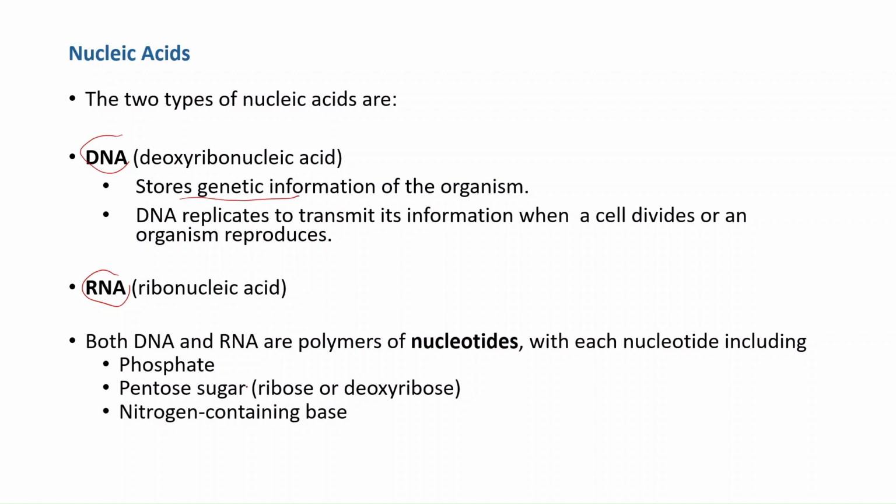Both DNA and RNA are polymers of nucleotides, so sometimes they call them polynucleotides. What is a nucleotide? It's formed of a phosphate group, a pentose sugar, meaning a sugar that has 5 carbons, and there's 2 of them, ribose and deoxyribose. Obviously, ribose goes to RNA, deoxyribose to DNA, and a nitrogen-containing base. And let me show you some.